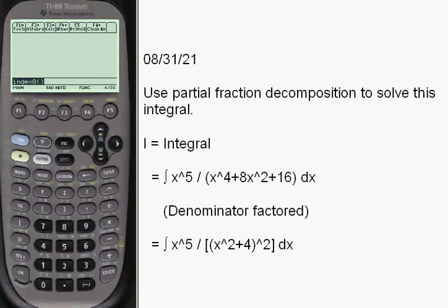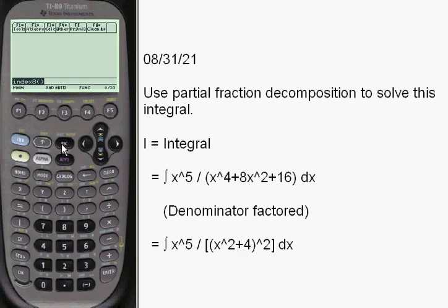This is another partial fraction decomposition problem. You can see on the screen here x^5 is the numerator and this is the denominator. And of course, if it's factorable, then you can use partial fraction decomposition. It has to be factored, the denominator, into one or a couple parts, factors.